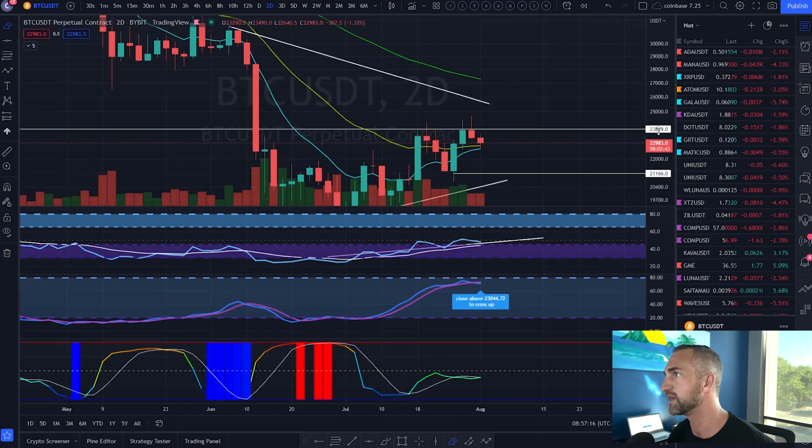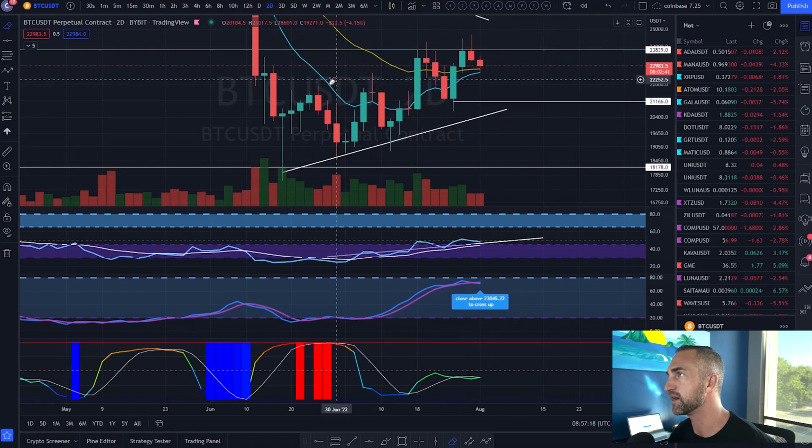Let's take a look at the 2-day time frame. The 2-day also confirming some bearish divergence.